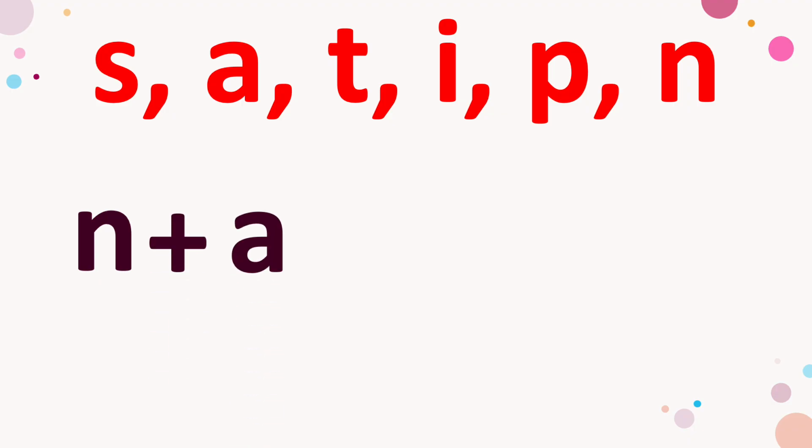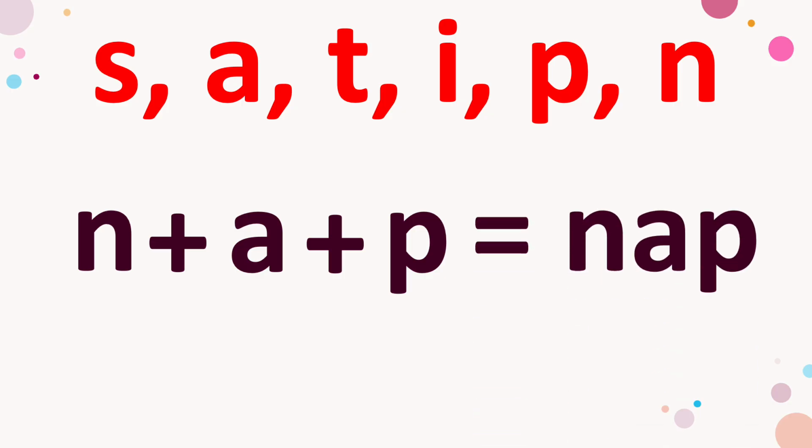Let's read another word. What is this sound? N. And what is this sound? A. Let's blend: na. And what is this sound? P. Shall we blend them? Na, p. Nap. Again. Na, p, nap. Great job.